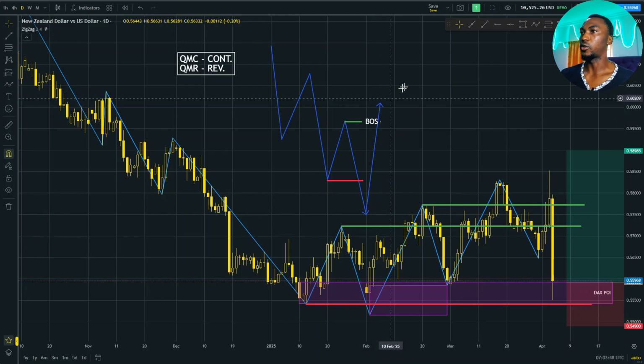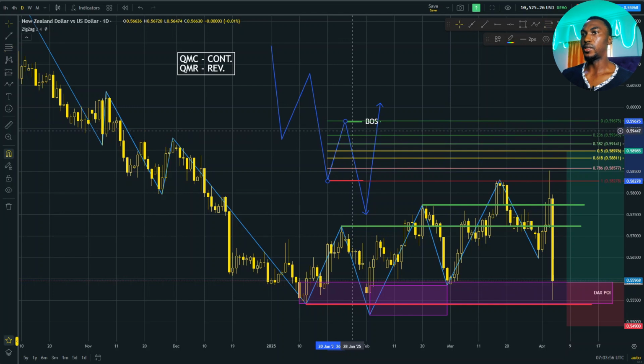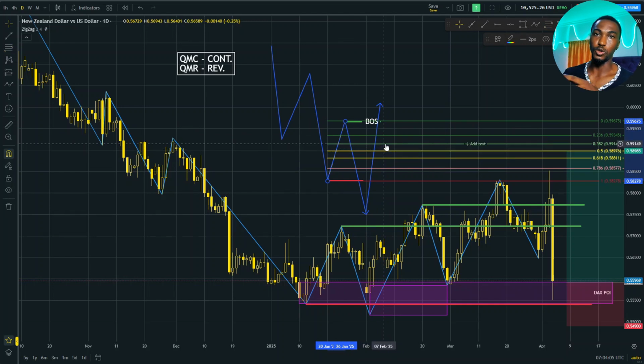So after this break of structure, what makes a QMR? The QMR comes first before the QMC. What makes a QMR is when you measure from here to here, you're waiting for price to come within the 50%. No, normally it is the 38, it is the 0.382.